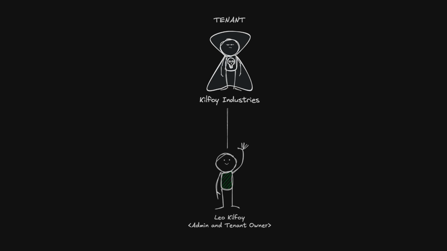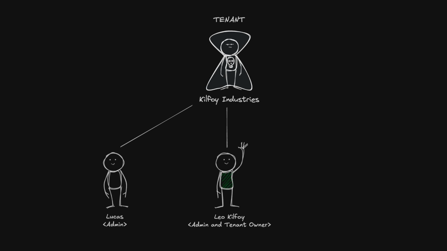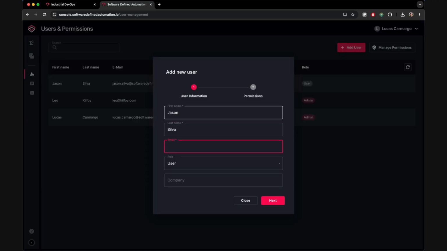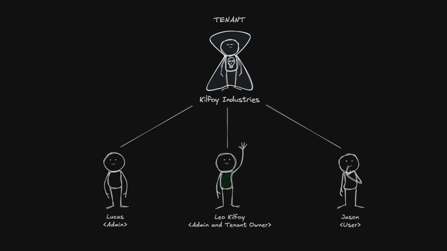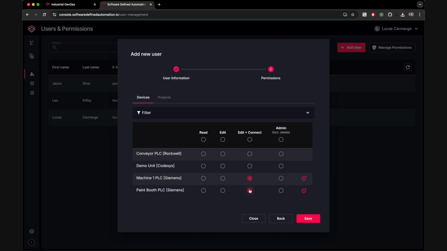As we've seen, a tenant is like an entity aggregated by users. You see, our tenant is Qfoy Industries. Leo Qfoy is its owner and consequently an administrator. Leo added me, Lucas, to his tenant as one of the admins, so I could then invite Jason to work with us, but as a user. Because Jason is not going to work with all of our projects, we can set only the necessary permissions for him.